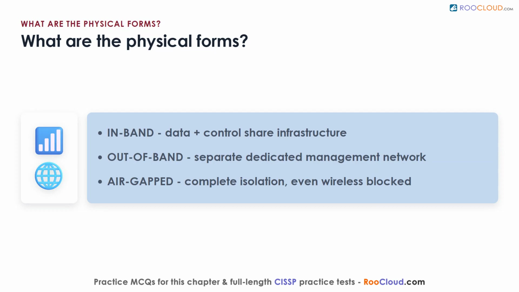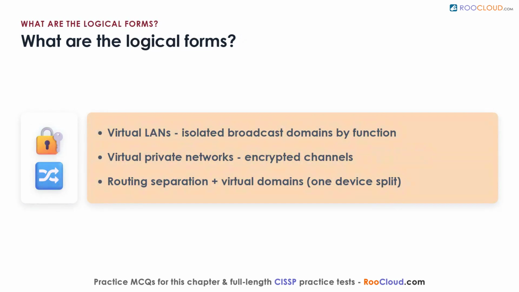The strictest form is air-gap segmentation, a complete physical separation with no direct connection at all, and even wireless paths blocked. Picture 3 levels of privacy: a shared hallway, a separate service corridor, and a vault with no doors connecting it to anything.